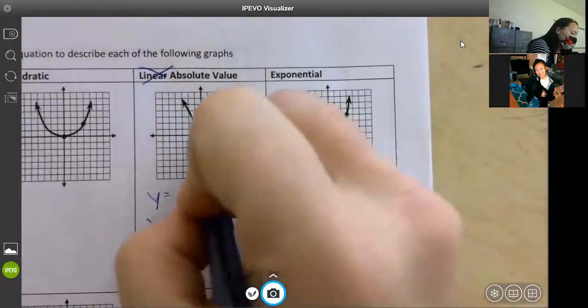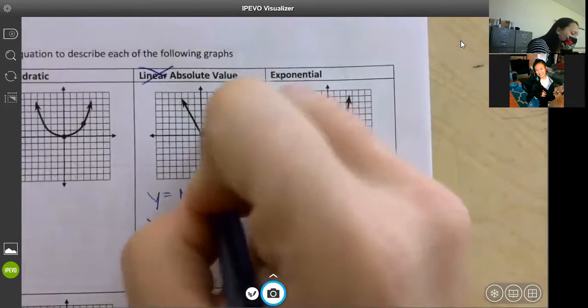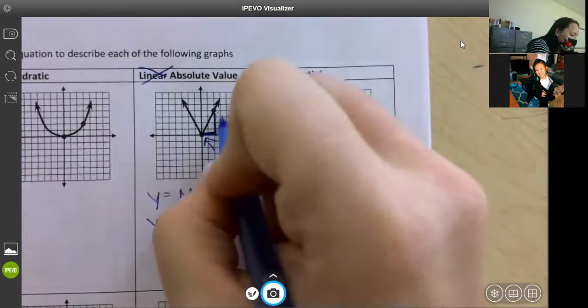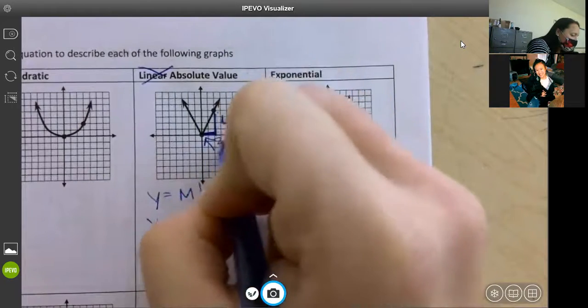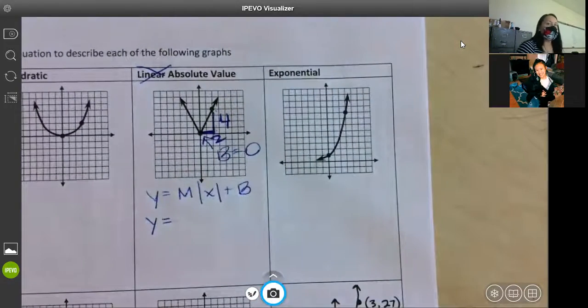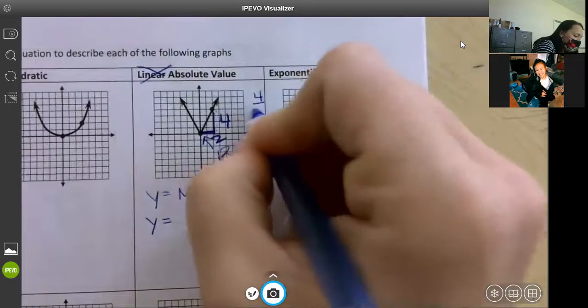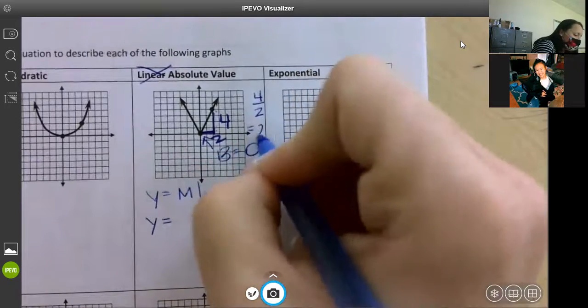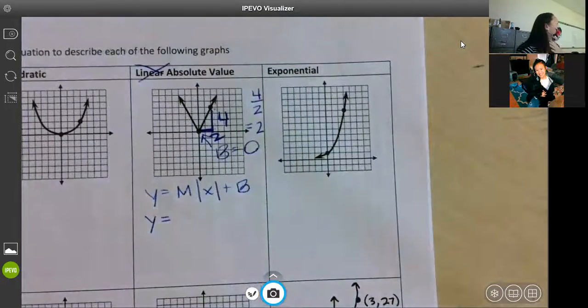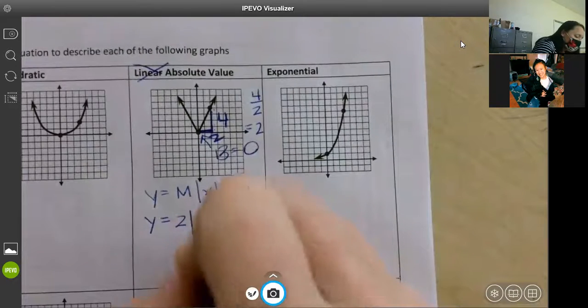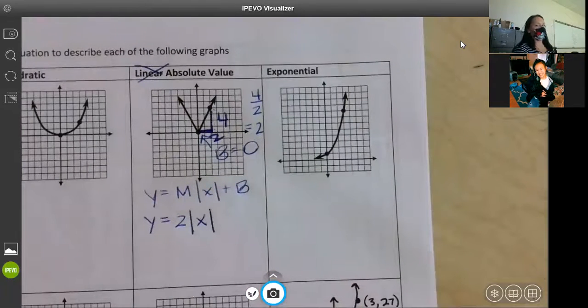Our slope, connect 2 points, just like always, and do rise over run. We went 1, 2, 3, 4, rise 4. And we ran 2. And since this V is pointing up, we know it's going to be positive, okay? If it were pointing down, we'd use negative. So rise 4, run 2 is actually 2. Is everybody okay with that? So your slope is 2, and then just the absolute value of x.